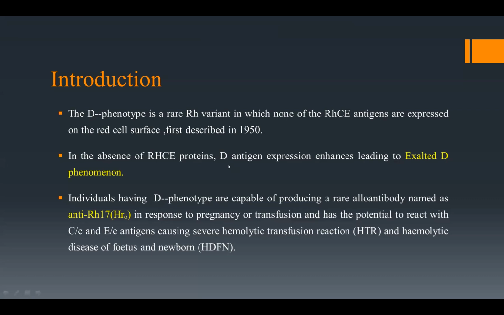The significance is that individuals with the D-- phenotype can produce anti-Rh17, which is a highly potent alloantibody directed against all the RhCE proteins, like the C, c, E and e antigens. This is a highly immune antibody of IgG type, which occurs in people who are sensitized during pregnancy or transfusion, and it has the potency to cause severe hemolytic transfusion reactions and HDFN also.